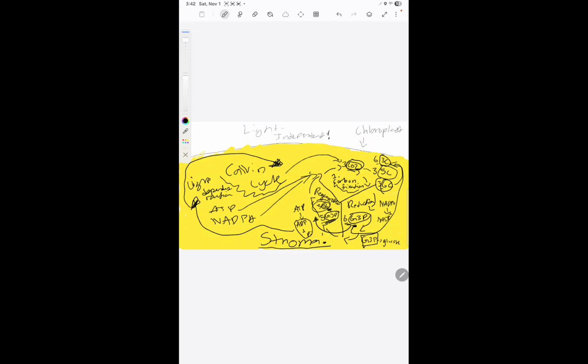So that is how light independent reactions work. So the Calvin cycle needs to happen many times to make one full glucose molecule, and that one full glucose molecule will be used by the plant, and it'll be used for energy and building material.